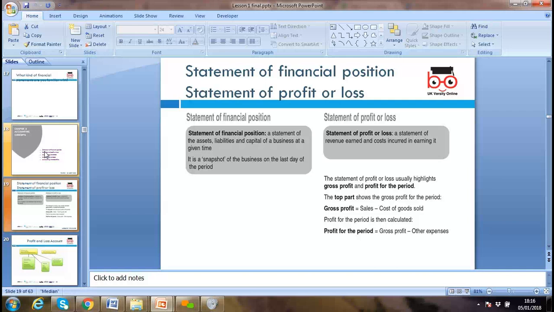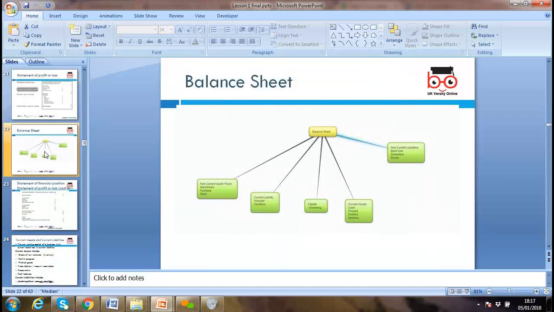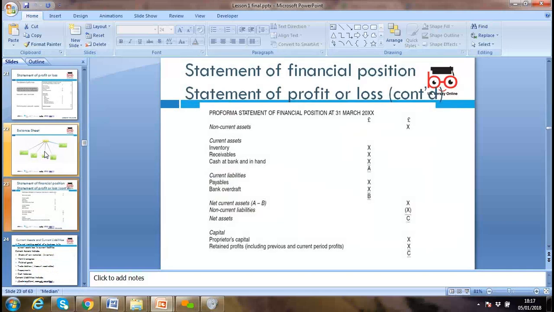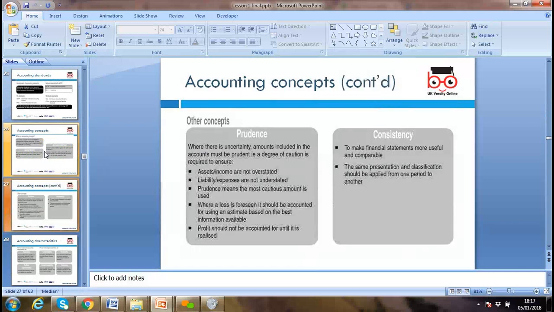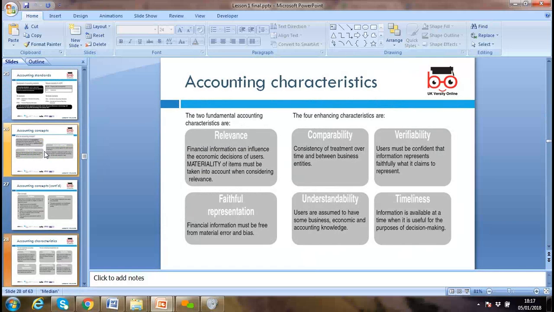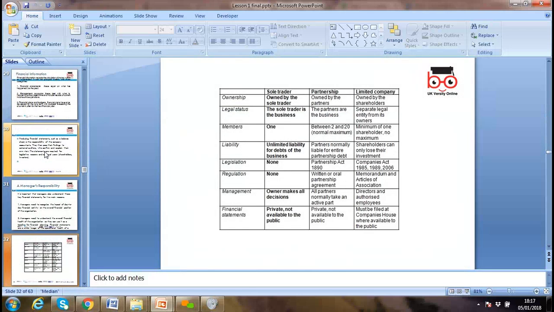Yes, normally a company prepares four types of statement: statement of financial position, statement of profit and loss, cash flow statement, and shareholder or capital statement. We discussed these, but these four are compulsory for companies; for a sole trader, normally we prepare two. So that's the accounting standards we discussed a bit: going concern, prudence, and then manager's responsibility and the difference between sole trader, partnership and limited company.